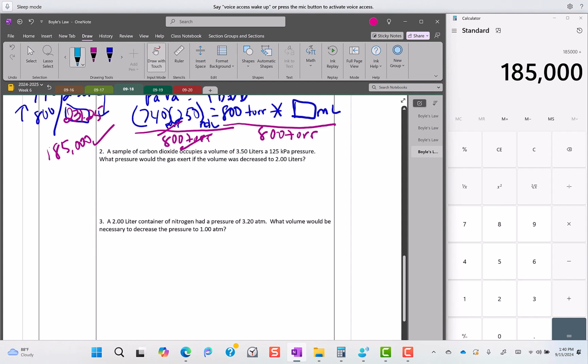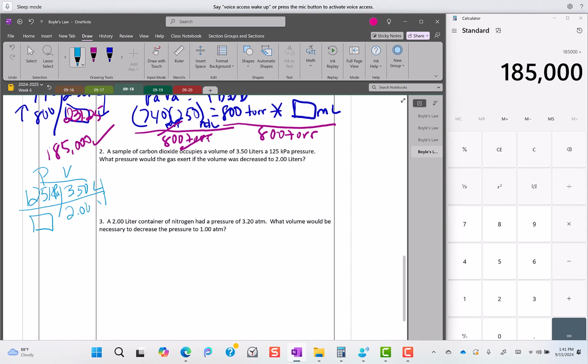A sample of carbon dioxide occupies a volume of 3.50 liters at 125 kilopascals. Pressure, volume. What would the pressure be? So that's our unknown, if the gas would decrease to 2 liters. So the volume is going to go down. This one, the pressure, should go up.